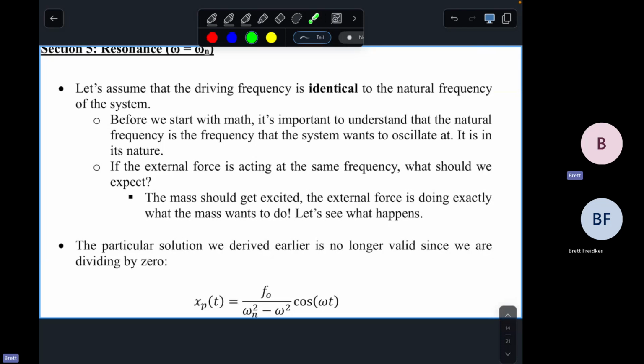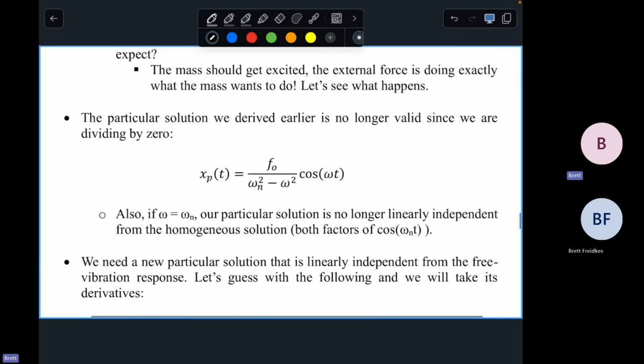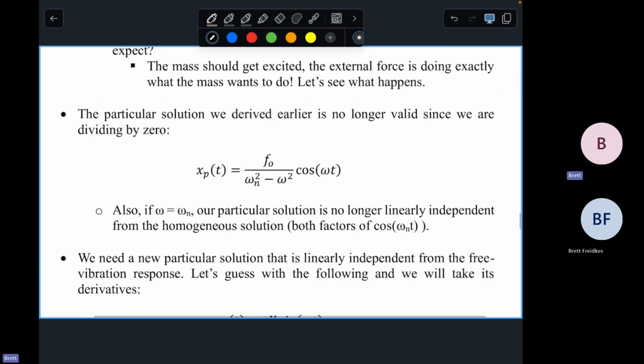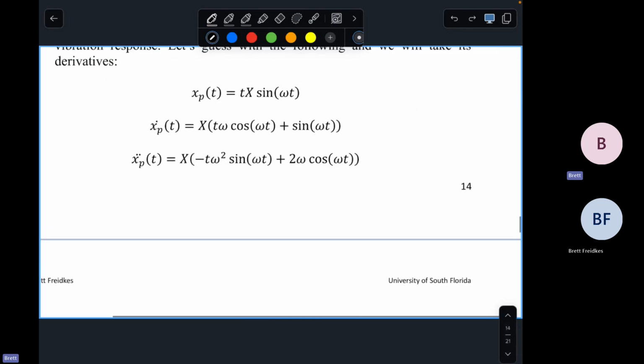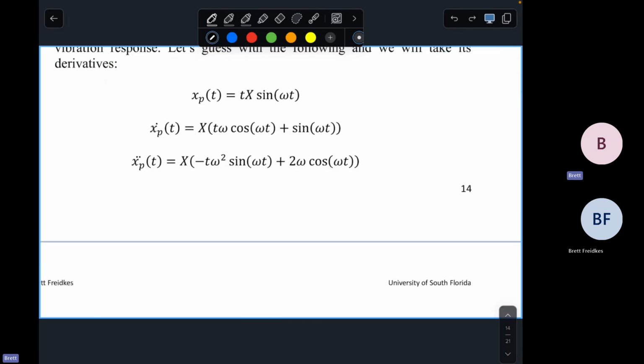Lastly, at resonance, we're driving at omega is equal to omega n. This isn't valid anymore because this becomes undefined if omega equals omega n, right? The division is going to be by 0. You can't have that. So we guessed a new particular solution, which was, again, kind of arbitrary, but we have to include this other factor of t here.